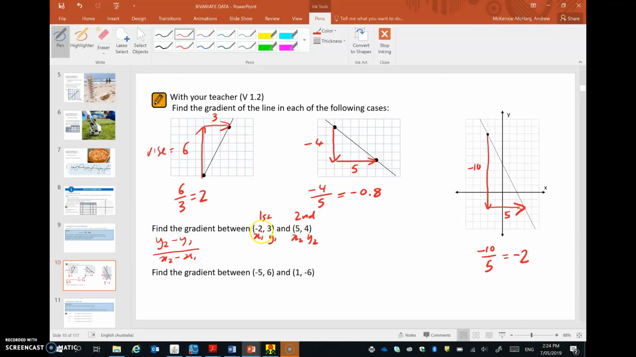So x1 has a value of negative 2, so I'm going to put negative 2 where x1 goes in the equation. And x2 has a value of 5, so I'm going to put 5 take negative 2. And then y2 is 4, which goes here, take y1, which is 3. Substituting those values gives us 1 over 7, which is about 0.14, going to 2 decimal places.